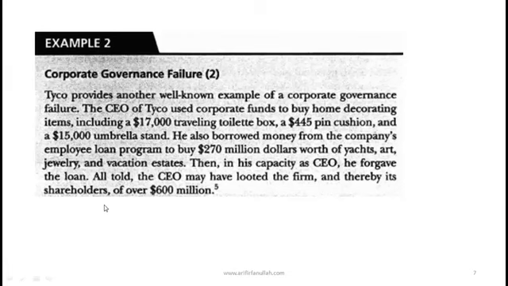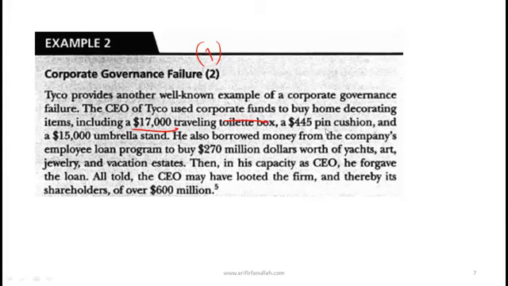And similarly, companies like Tyco. Now let's look at Tyco. This is hilarious. Tyco provides another well-known example, after the earlier one, number 1, Enron, of a corporate governance failure. The CEO of Tyco used corporate funds to buy home decorating items, including a $17,000 traveling toilet box. What's a traveling toilet box? It's a traveling toilet, I don't know.